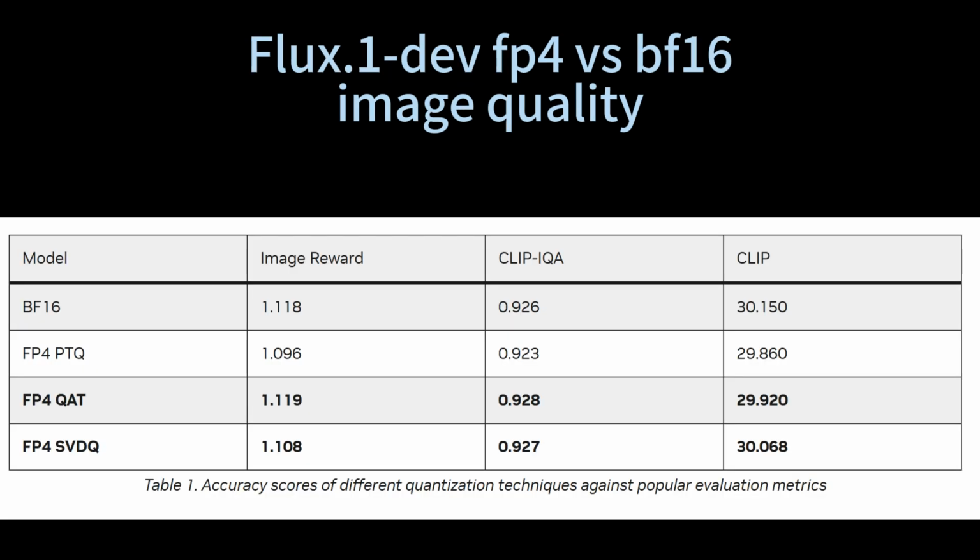Here is a report adapted from the NVIDIA team. They compared the quality using the FP4 versus BF16 format for the Flux.1-dev. And I think you can see that the FP4 can sometimes even be better than the BF16. This shows the great potential for the FP4 format. It not only reduces the VRAM, but can also have higher quality.